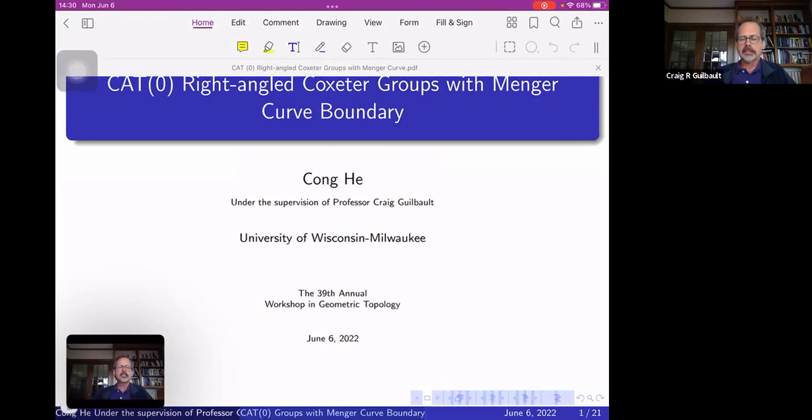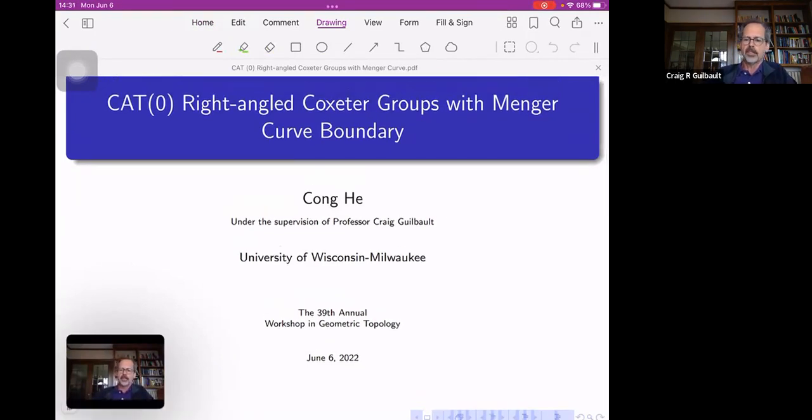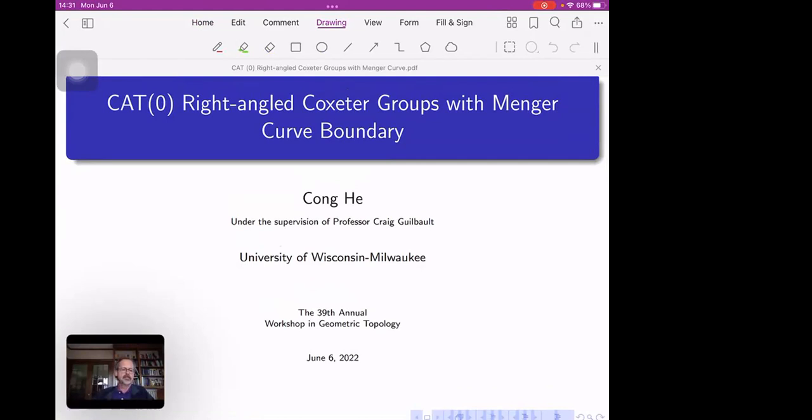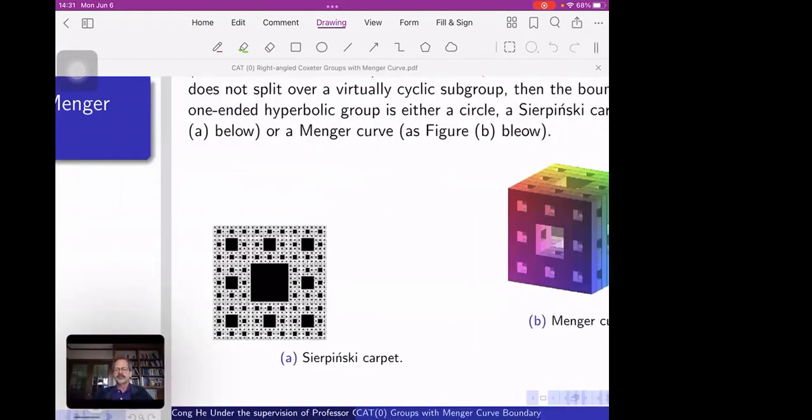Our next contributed talk is by Cong from the University of Wisconsin-Milwaukee, and he's going to tell us about CAT(0) right-angled Coxeter groups with Menger curve boundary. So take it away, Cong. Okay, thank you to the organizers. It's my great honor to speak in such a great workshop.